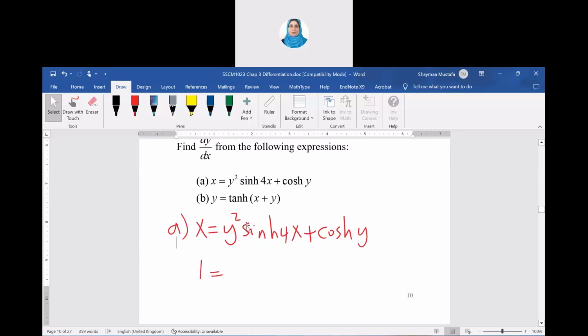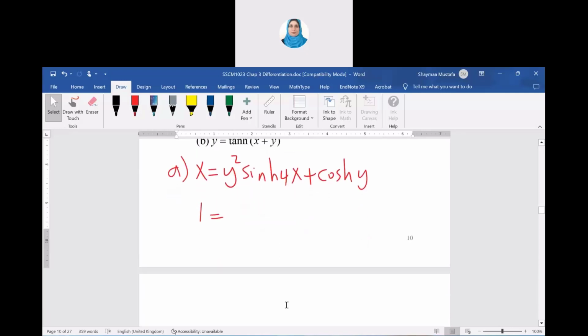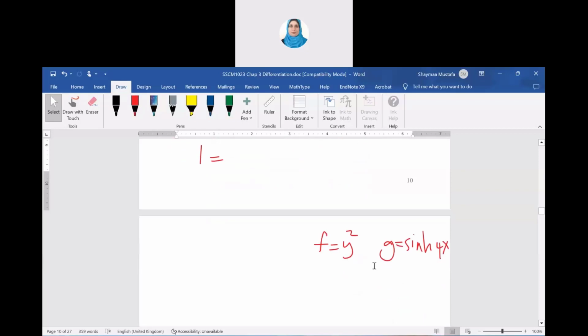Now go for the second term, y squared sine 4x. This term is a multiplication between two functions. The first function is y squared, the second function is sine 4x. So here you need to apply the product rule. The first function f is y squared, the second function g is sine 4x. So I need to find the derivative for this term.